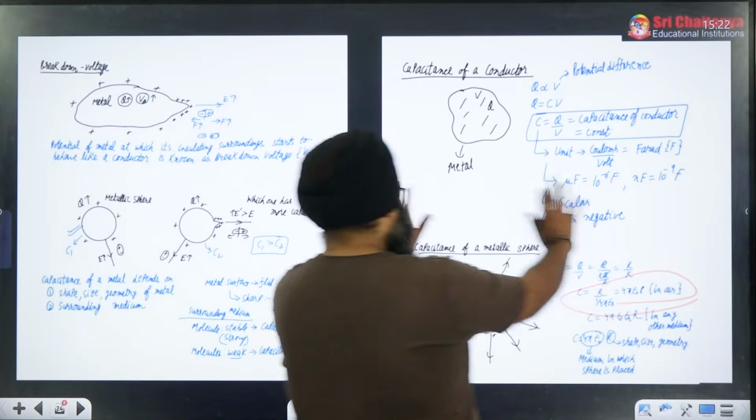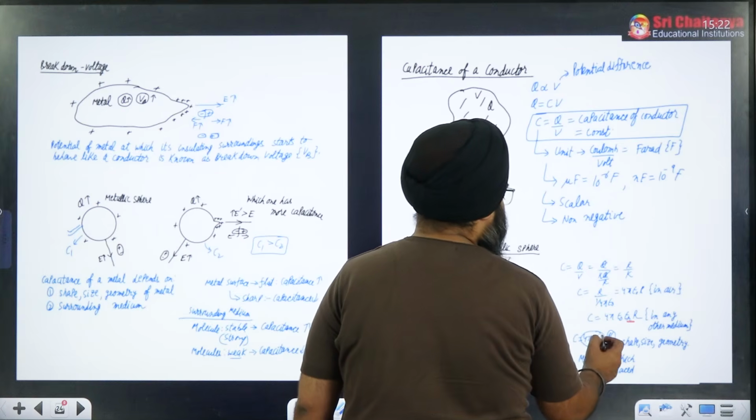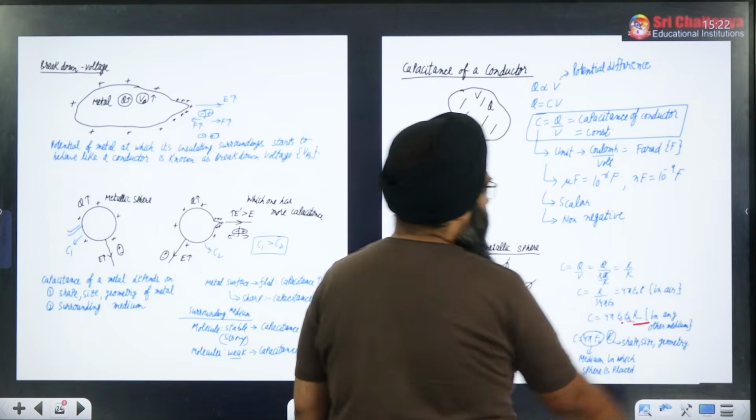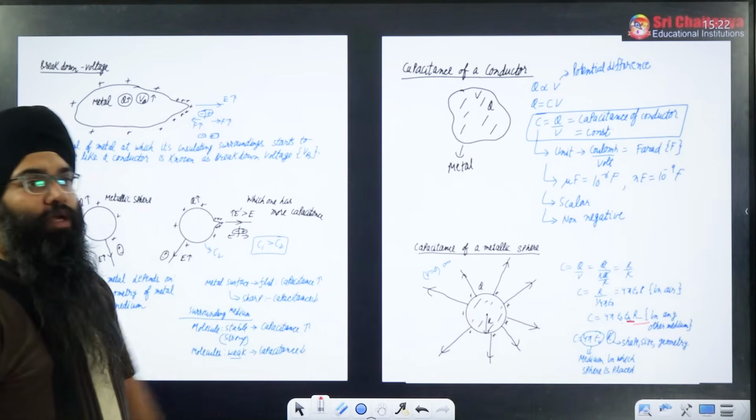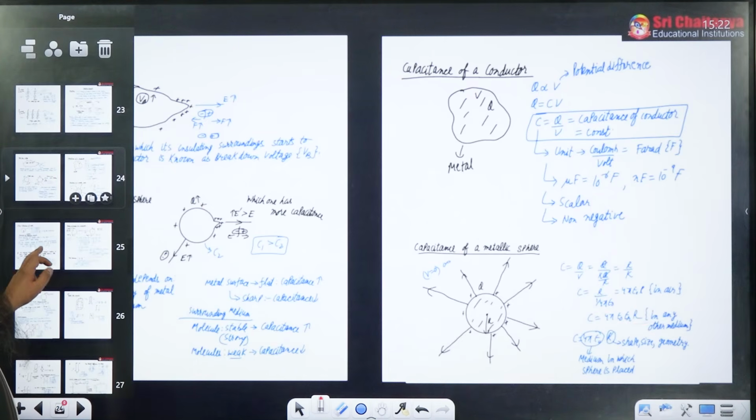If the entire space is filled with any other medium of dielectric constant K, then you can directly write it as 4 pi epsilon naught epsilon R into R. So it will be K times the individual capacitance. I hope it is clear to you. Next.